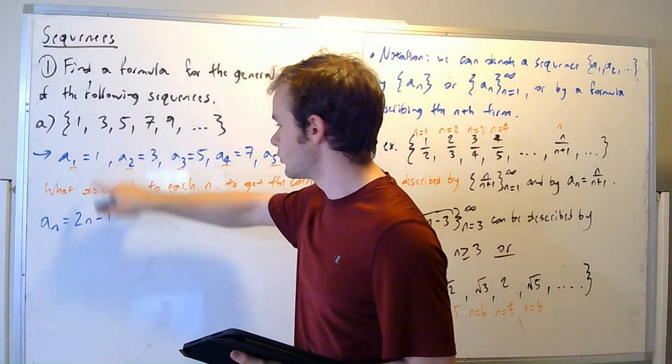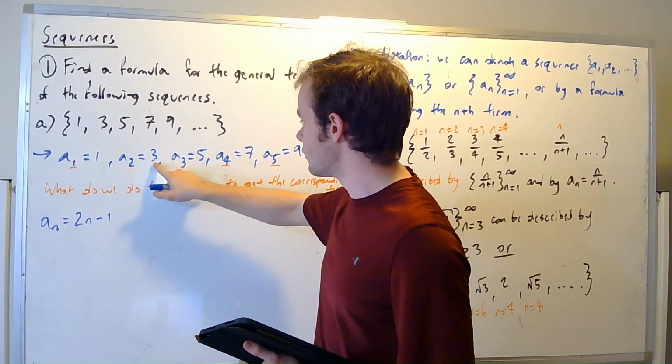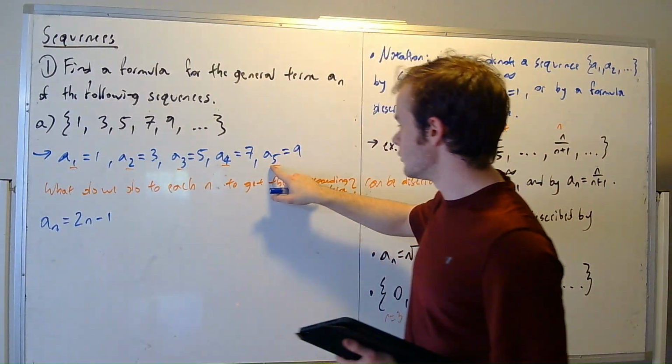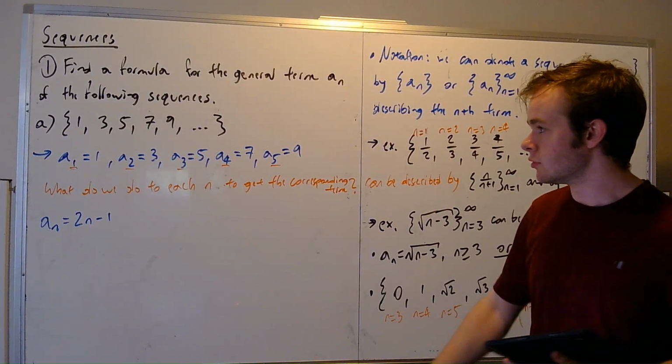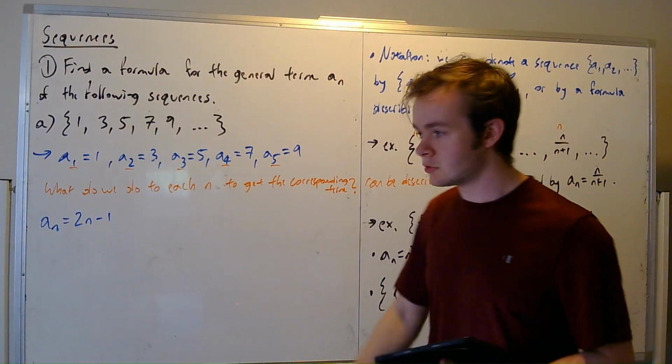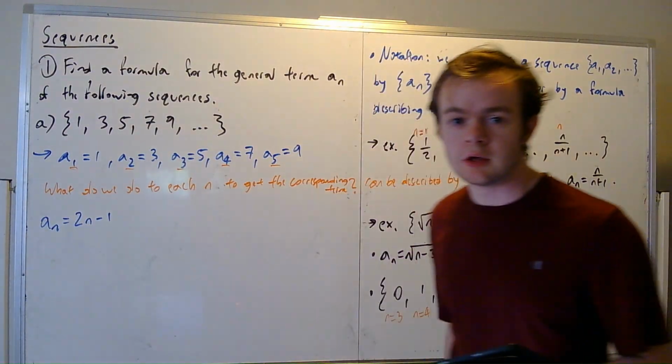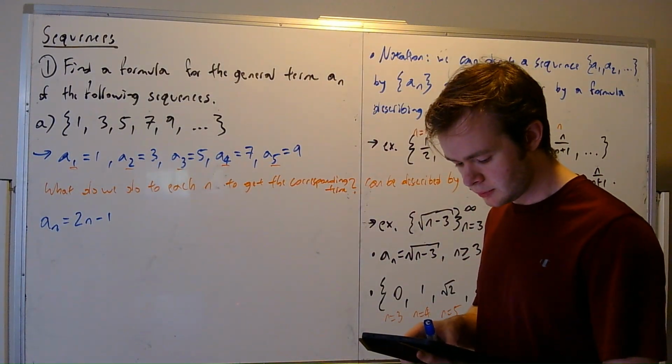2 times 1 minus 1, that's 1. 2 times 2 minus 1, that's 3. And that works for all of these. 2 times 5 minus 1, that gives you 9. Right, so that's our formula. So that's one way of describing our function. The way is by just describing the formula. Okay.